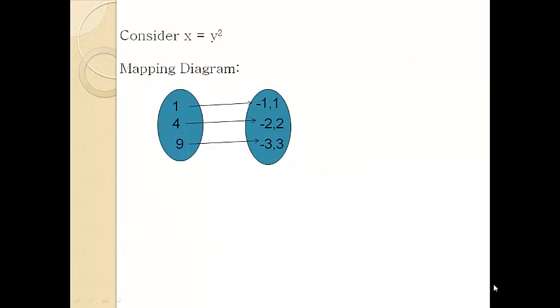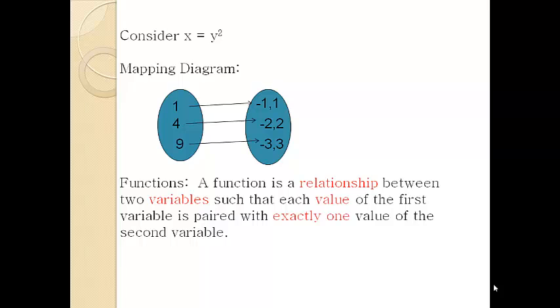Now consider another equation, x equals y squared. Here's the mapping diagram. If x is 1, y could either be negative 1 or positive 1, because negative 1 squared would be 1, and 1 squared would be 1. If x is 4, then y could be 2 or negative 2, and if x is 9, then y would be 3 or negative 3. Now here's the difference. The mapping diagram you have on this slide represents a relation because it's a set of ordered pairs. 1 goes to negative 1, 1 goes to positive 1. 4 goes to negative 2, 4 goes to positive 2.